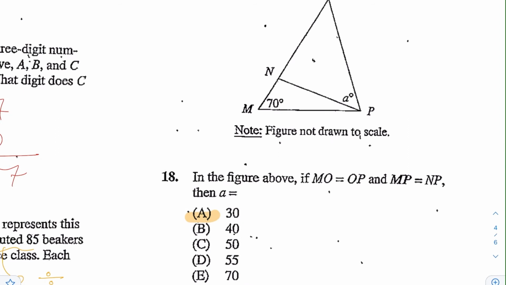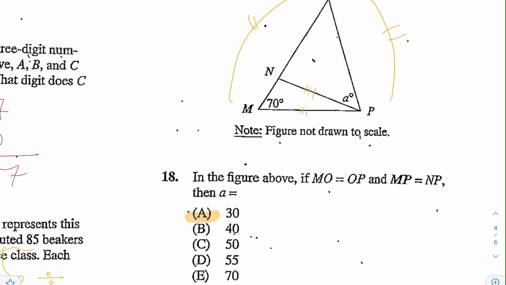Next, for number 18, you have this triangle. Again, figure not drawn to scale. In the figure above, if MO is equal to OP, so this is an isosceles triangle, and MP is equal to NP, then A is equal to.